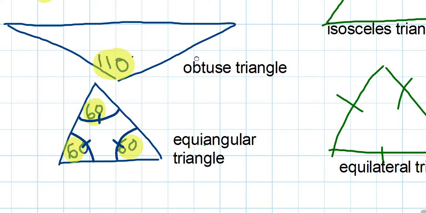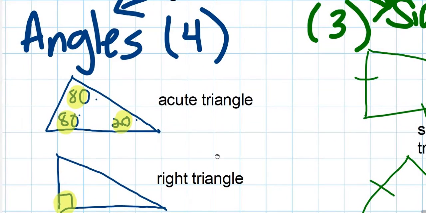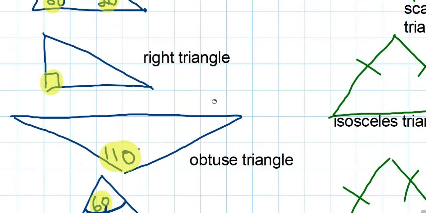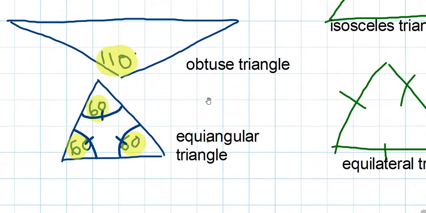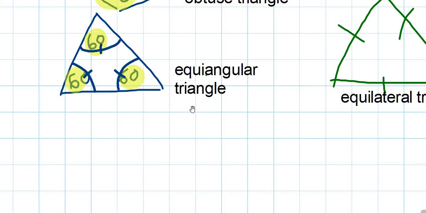So that's the 4 ways to classify triangles by their angles. Acute, everything's less than 90. Right, one angle is 90. Obtuse, one angle bigger than 90, larger. Equiangular, all 3 angles are equal and measure 60 degrees.